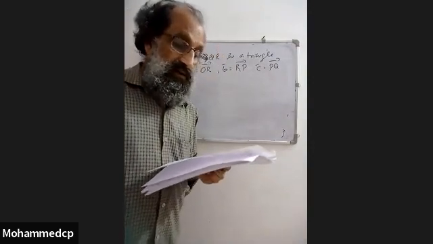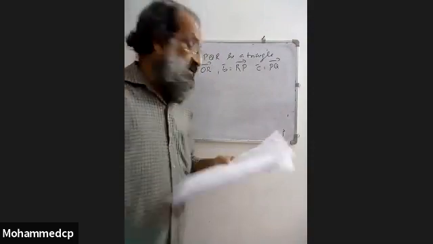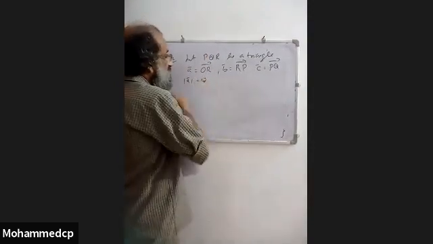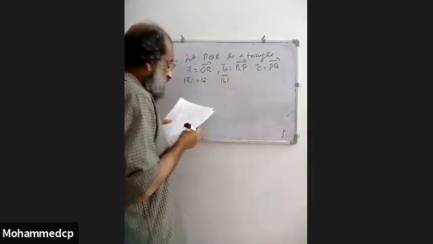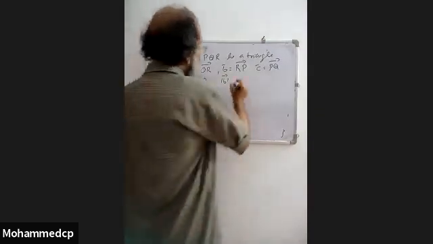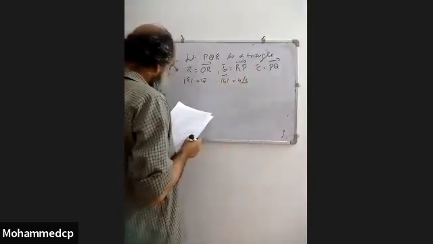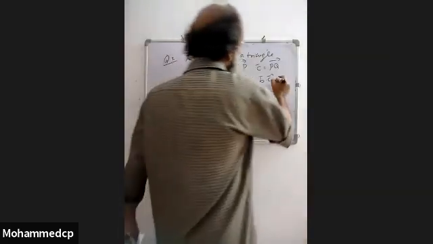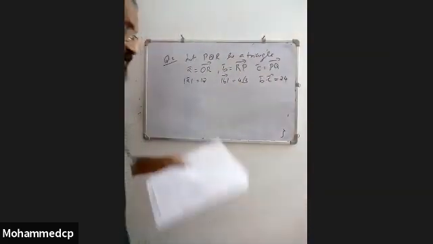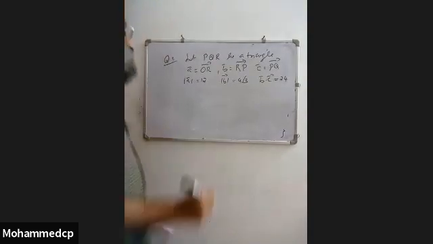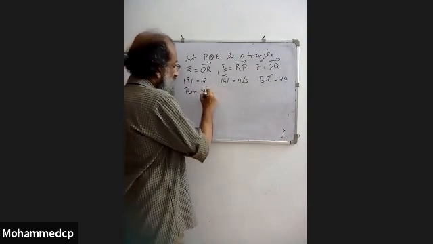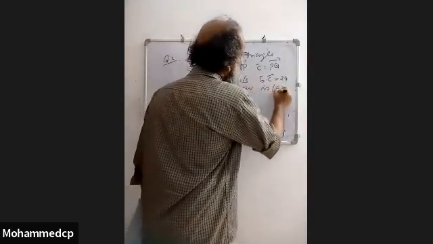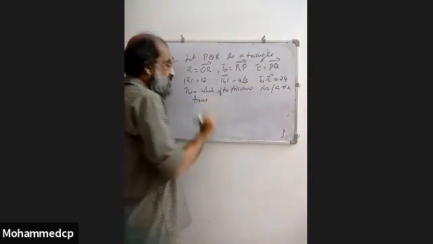Then they give the values of the magnitudes of the vectors. Mod A equal to 12, mod B equal to 4 root 3, and B dot C equals 24. Then, which of the following is true? That means more than one correct option is possible.